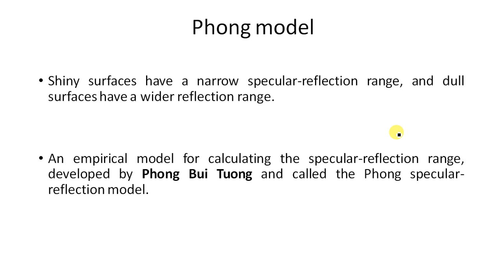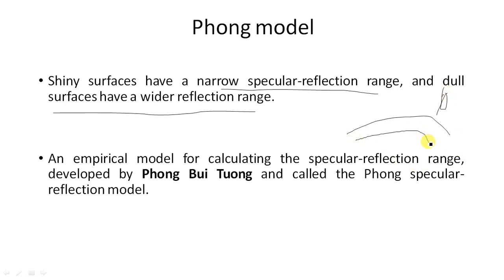To simplify the specular reflection, we use Phong model because we know that shiny surfaces have a narrow specular reflection range and dull surfaces have a wider reflection range. इसका मतलब कि जो हमारे shiny surfaces होते हैं उनका जो reflection होता है वो थोड़ा कम होता है, लेकिन जो हमारे dull faces होते हैं उनका reflection थोड़ा ज़्यादा होता है. क्यों? क्योंकि shiny surfaces हमारे कुछ light को absorb करते हैं.